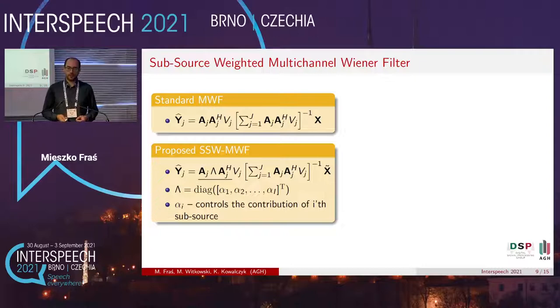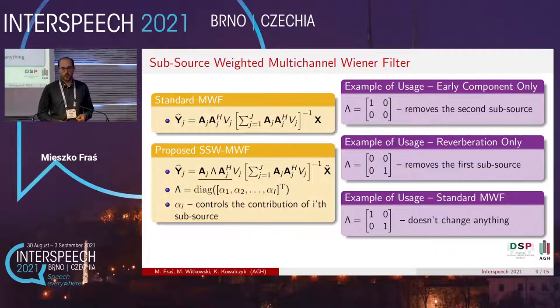differs from the standard filter by this diagonal matrix lambda that contains coefficients that control the contribution of each subsource. So for example, we can set this first coefficient to 1 and the other to 0 for the 2-microphone case, and it removes the second subsource. So basically we aim to remove reverberation this way. We can also do the opposite, which can be useful, for example, for some reproduction systems. And we can also just set every coefficient to 1 and that ends up as the standard multichannel Wiener filter.